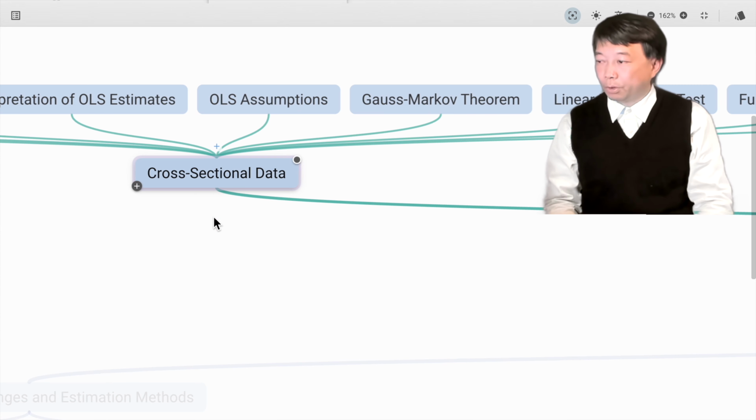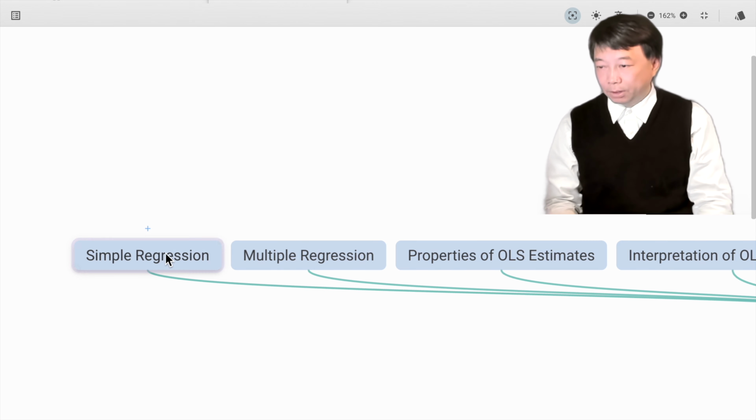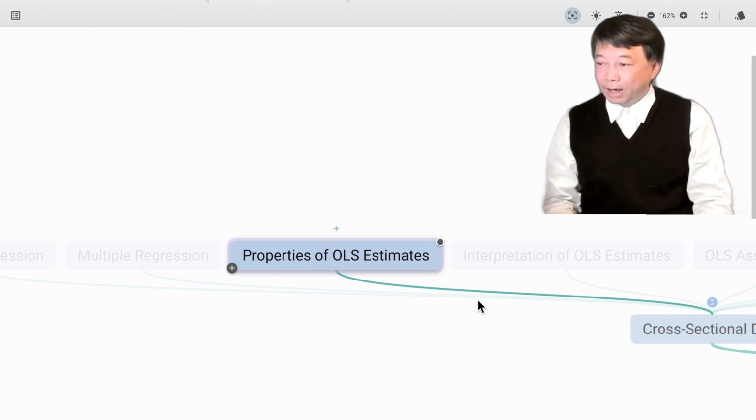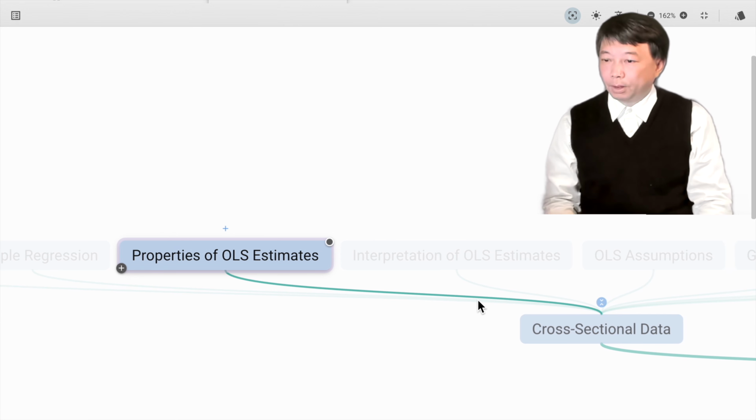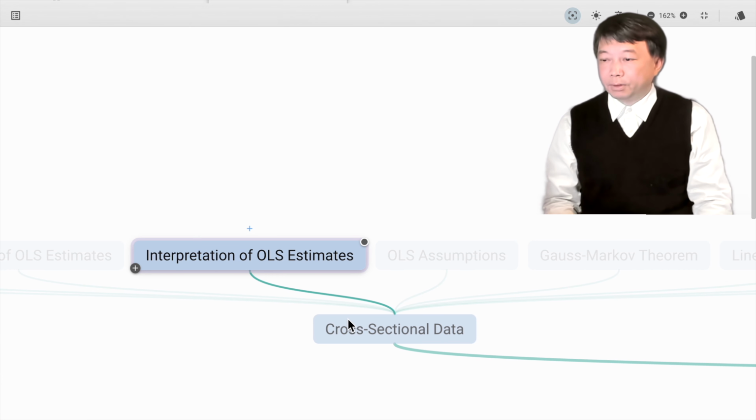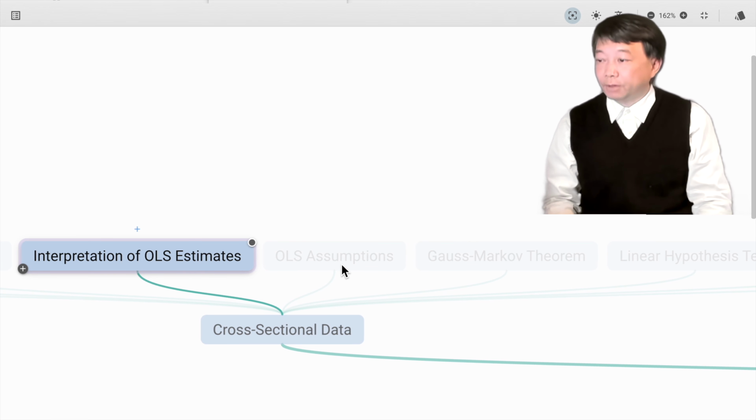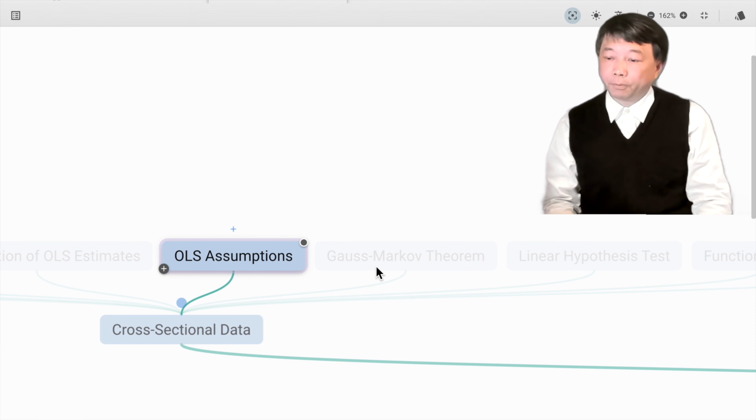We will explore regression models with both single and multiple explanatory variables. The properties of OLS estimates will be examined with a focus on the OLS fit values and residuals. In addition, we will discuss the interpretation of OLS estimates. We will also investigate the assumptions underlying OLS and the Gauss-Markov theorem.